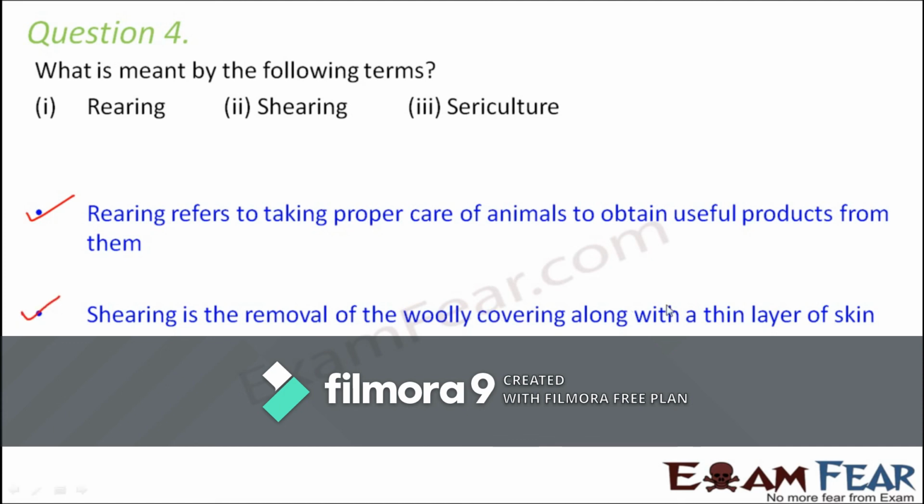Shearing is the process of removing the woolly covering along with a thin layer of skin from the wool animals, for example, sheep or goat. When we want to obtain wool from them, the first step is always shearing, where we just remove the layer of wool from their body. Now this process doesn't hurt them because the layer of skin which we are removing is a dead skin layer.